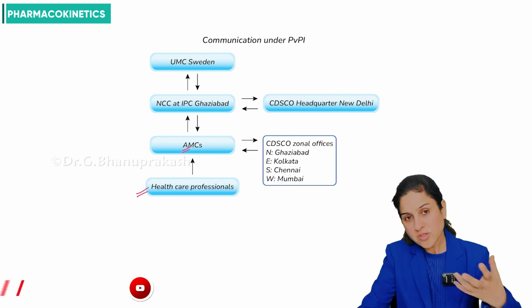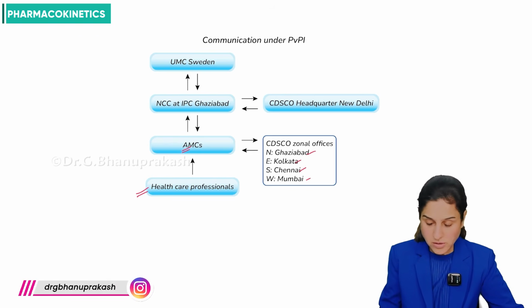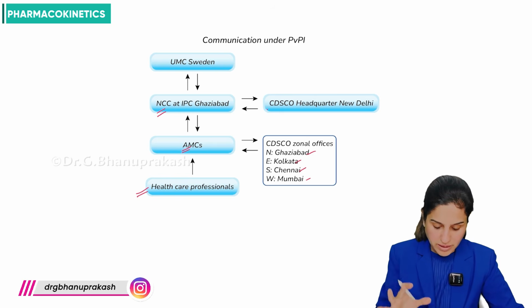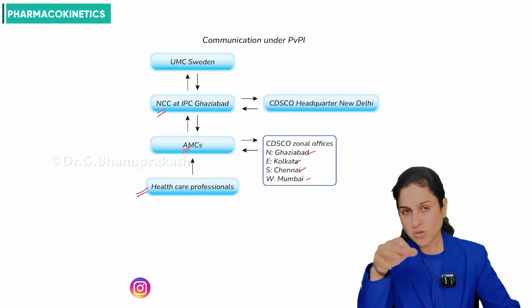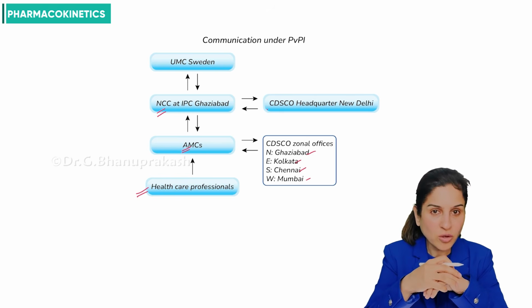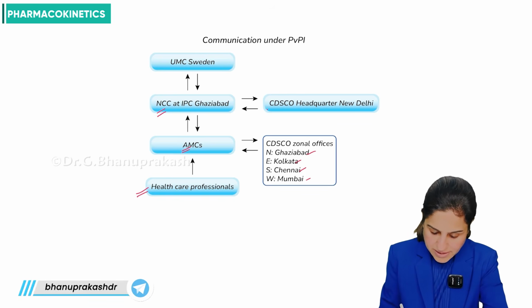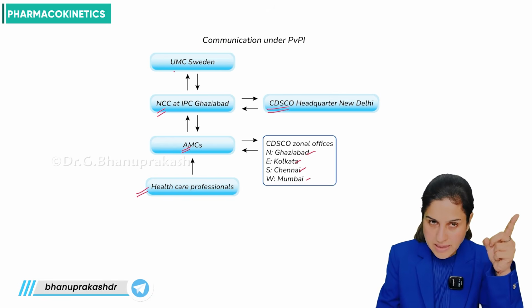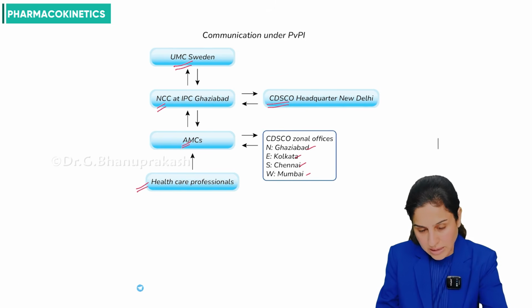And then we have various zonal offices for CDSCO, which is in Ghaziabad in the north, east Calcutta, south Chennai, west Mumbai. So they can submit there. And then at the national level, the whole information is sent to the National Coordinating Center, IPC Ghaziabad. So you have a form which is called VigiFlow. That's the software through which the forms can be filled. And then it is sent to the CDSCO headquarters in New Delhi. Then to the main center, Uppsala Center, which is in Sweden. And that is how it is communicated.